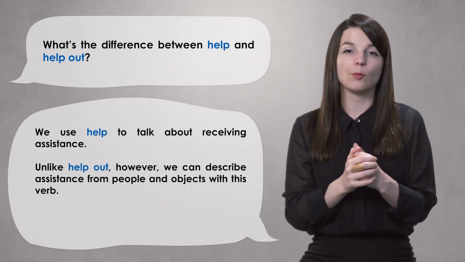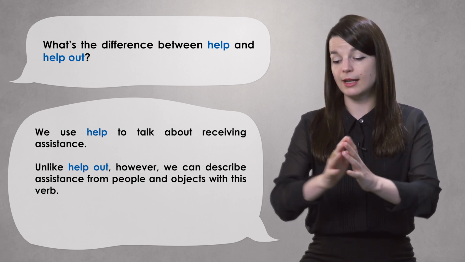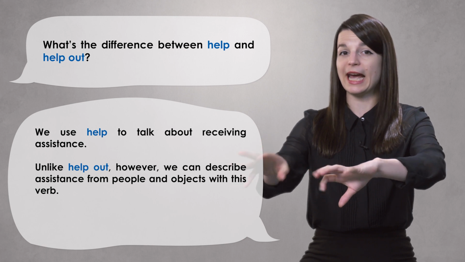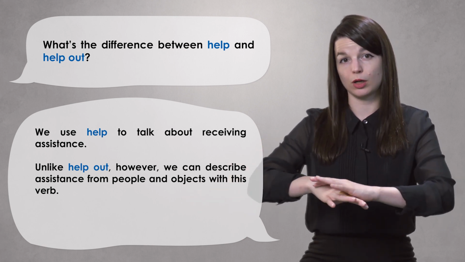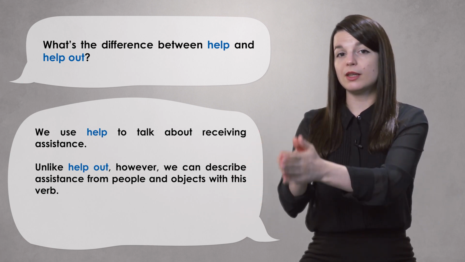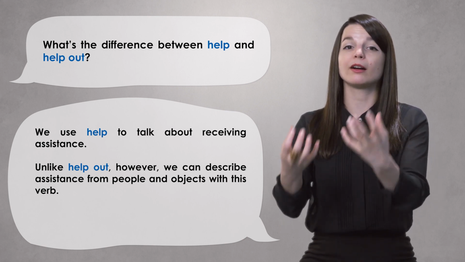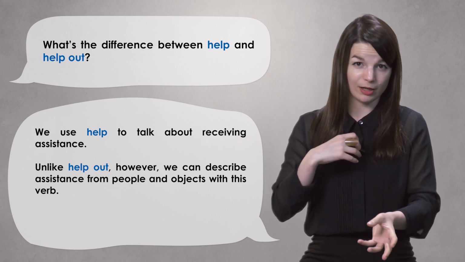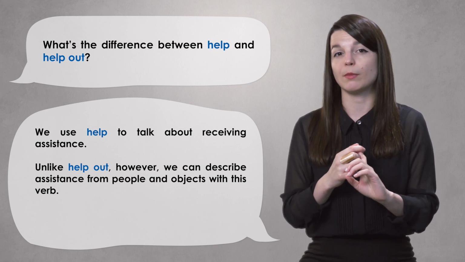But unlike help out, we can also use objects with this verb. So that means an inanimate something. So inanimate means it doesn't move, it's just an object like a textbook or like a camera. These are things that are not people. So these things can also help us. And by that I mean they make our life easier, they make our job easier or our studies easier. We can use objects with the verb help.